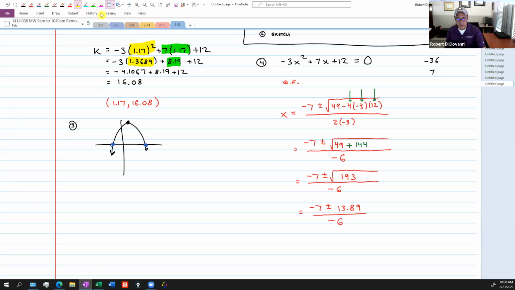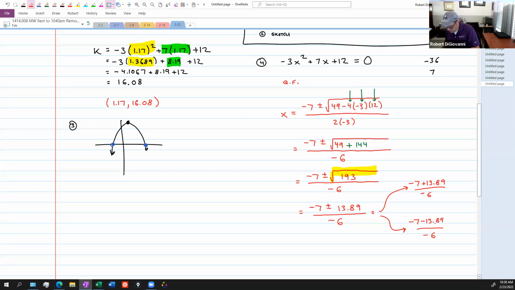Just keep in mind that at this stage, I actually took that square root, so I no longer have the square root symbol. It's just the 13.89. And then here, this gives me 2 different answers. The first answer is negative 7 plus the 13.89, then divide by negative 6. The other one is negative 7 minus the 13.89, and then divide by negative 6.